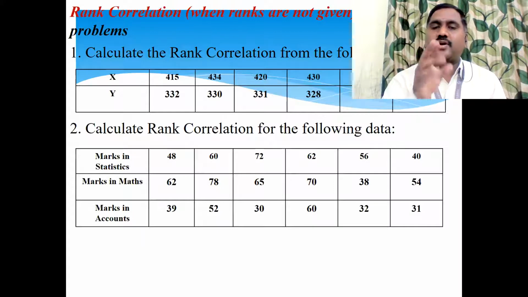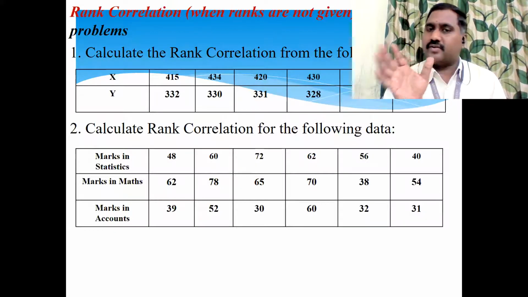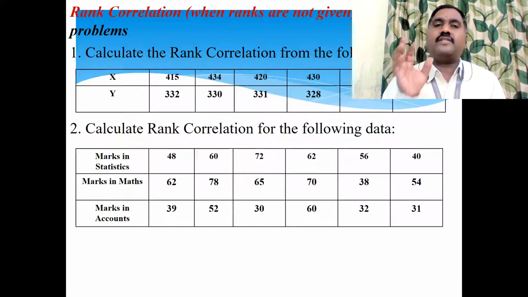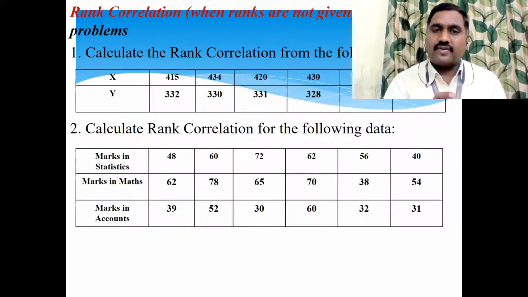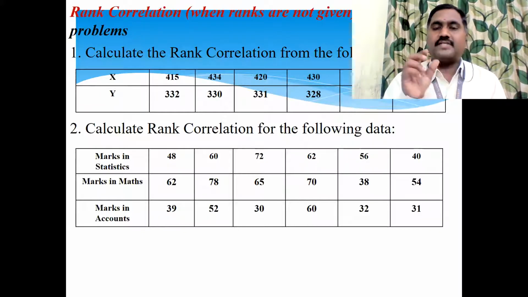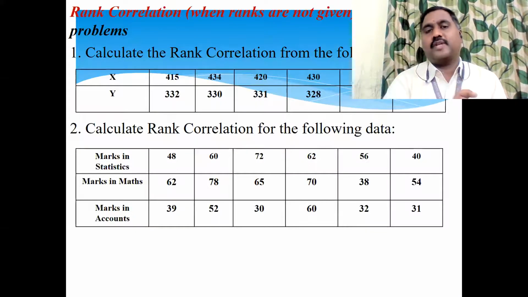If it is two variables, you have to find rank 1, rank 2, find the difference, square it and get the total value. If it is three variables, you have to find the three ranks for the three variables, and find the correlation coefficient value for the first two variables, the second and third variables, and then the third and first variables. So this is the problem we worked out yesterday, right?